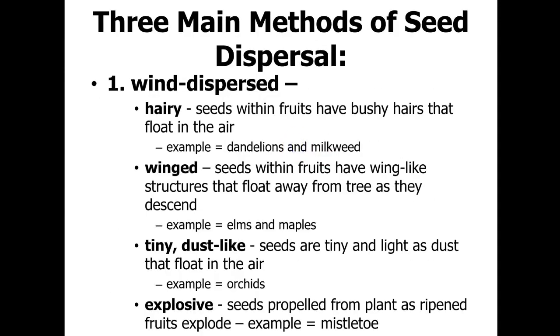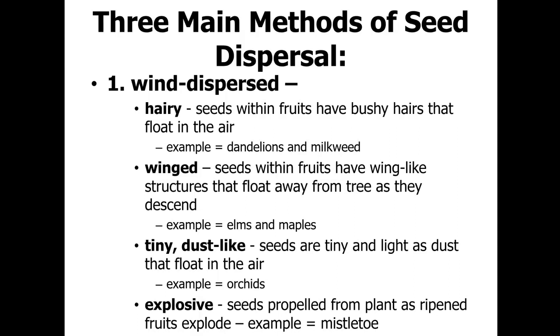So 3 main methods that we see that seeds are going to be dispersed. We have the wind dispersal first. The seed could be hairy, and so seeds within fruits are going to have the bushy hairs that help them float on air. And so these will be things like dandelions and milkweed. Sometimes you might see seeds being winged, and so that's going to help with wind dispersal. And so seeds within fruits having wings-like structures are going to float away from the tree as they descend. And this will be things like elms and maples.